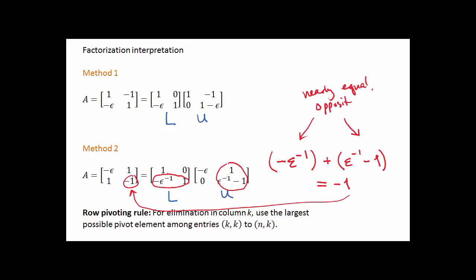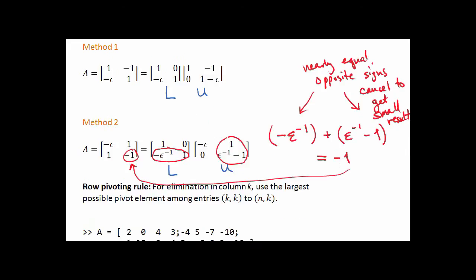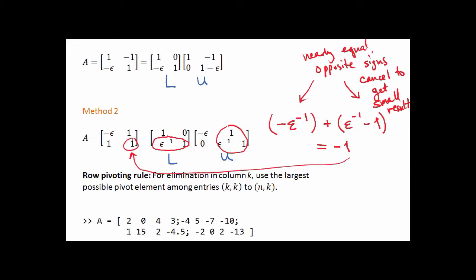opposite signs, and they cancel to get a small result. Now, small in this case is negative 1, but compared to epsilon inverse, that's tiny. If epsilon was 10 to the minus 10, you're asking minus 10 to the 10 plus 10 to the 10 to approximately cancel out to negative 1. And so you're going to lose a number of significant digits in that subtractive cancellation.